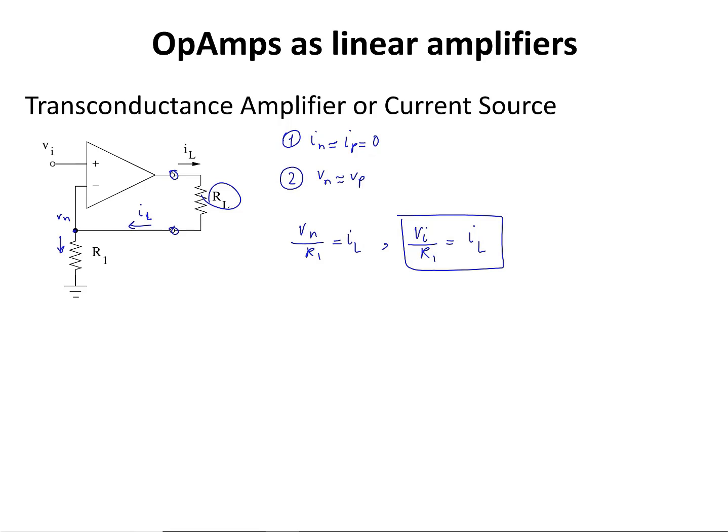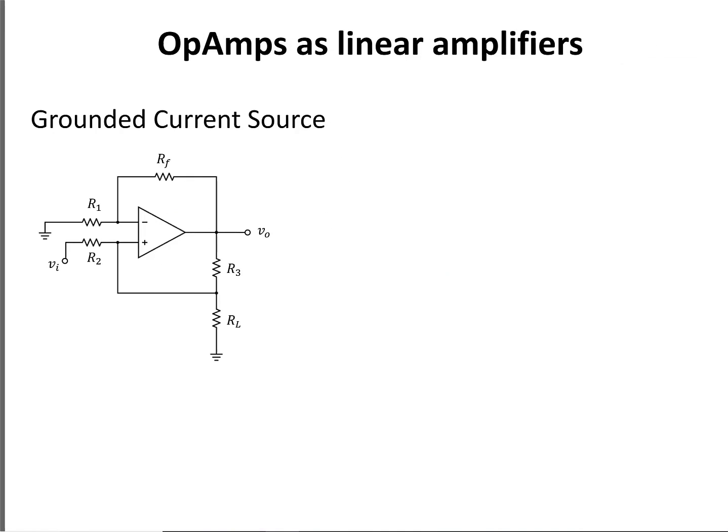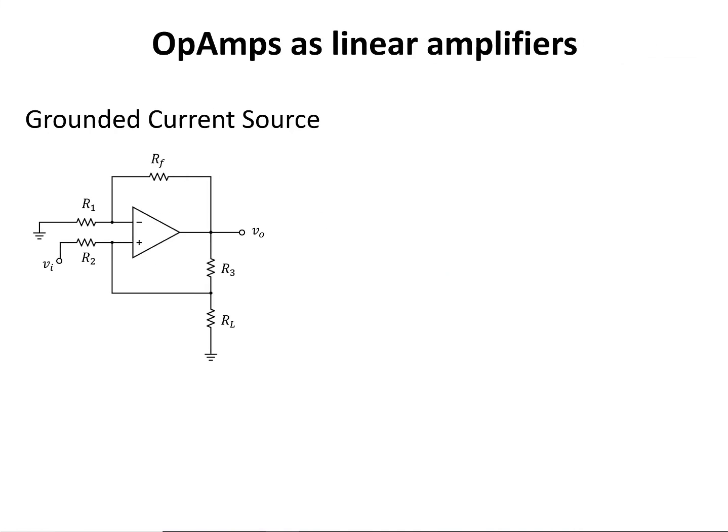Sometimes it's required to provide a current to a load that is grounded, and for that case we cannot use this current source. The second current source circuit, that is again based on op-amp, provides current for load resistances that are grounded. As you can see here, RL is grounded, and this op-amp circuit is going to function as a current source. Let's see how it works.